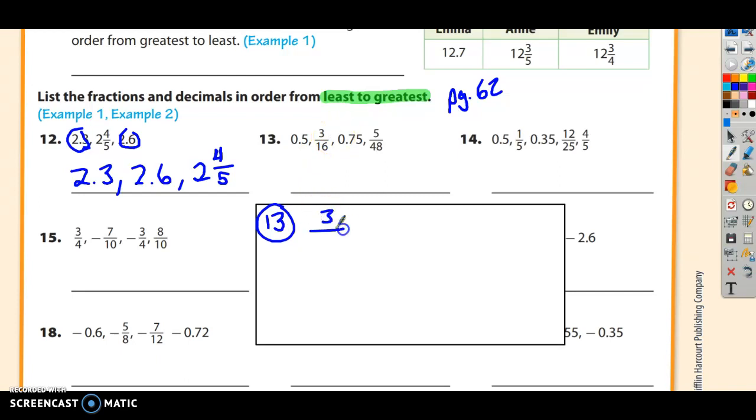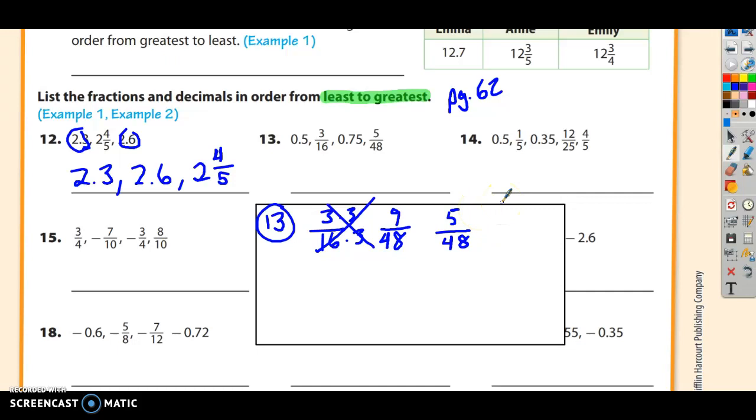I'm going to take 3/16. I'm going to take 5/48. I can't totally compare those right now because they have a different denominator, but watch how easy it would be to make them have the same denominator. I know my multiples. If I just multiply 16 by 3, I get 48. And if I multiply 3 times 3, I get 9. So now I have 2 fractions with the same denominator. I've got 5/48 and 9/48.